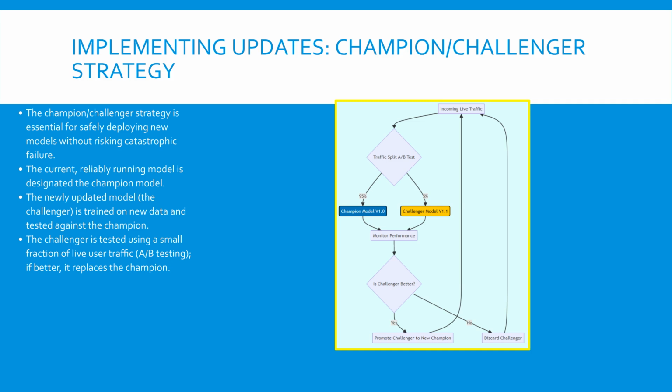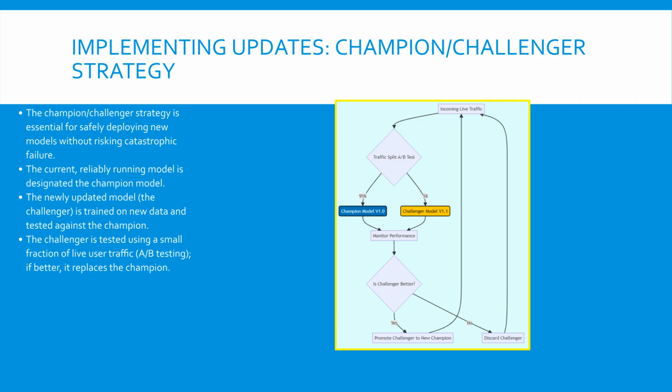This diagram shows how the champion/challenger deployment pattern works using a traffic split. Incoming live traffic is directed to a traffic split module, typically performing an A/B test. The majority of traffic, often around 95%, is routed to the stable champion model, denoted as version 1.0. A smaller percentage of traffic goes to the new challenger model, v1.1, for testing.